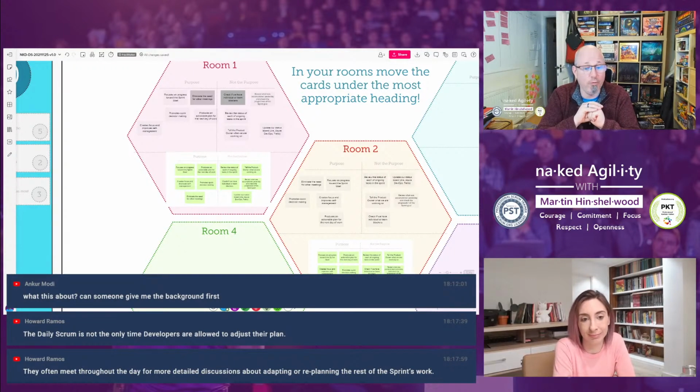There's no formula that's going to apply to every daily scrum. The thing that we're supposed to get out of it is a plan for the next 24 hours, for the next day's work.